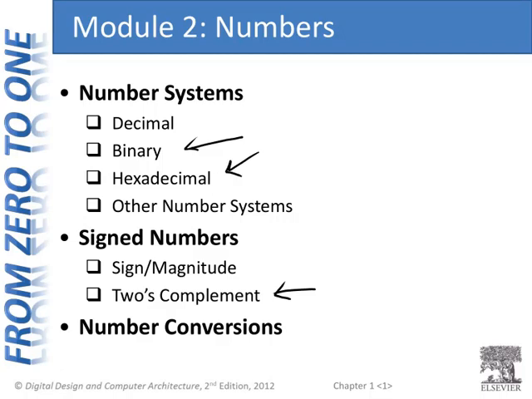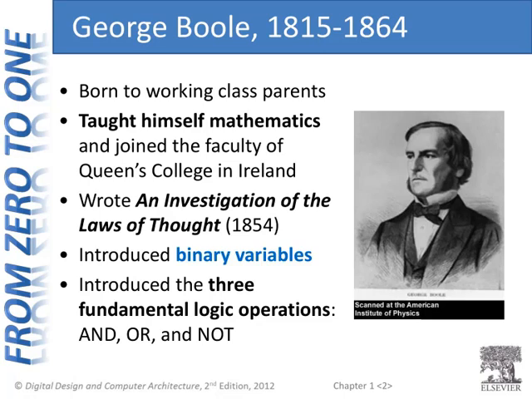Throughout our discussion of the number systems, we'll also talk about how to convert between each of these number systems as well. So before we dive into the details of these number systems, let's take a step back and look at the history of really dealing with binary variables. George Boole, who was born in 1815, really laid the groundwork for interacting with binary variables and what we'll talk about in Chapter 2, which is Boolean algebra, so manipulating these variables as well.